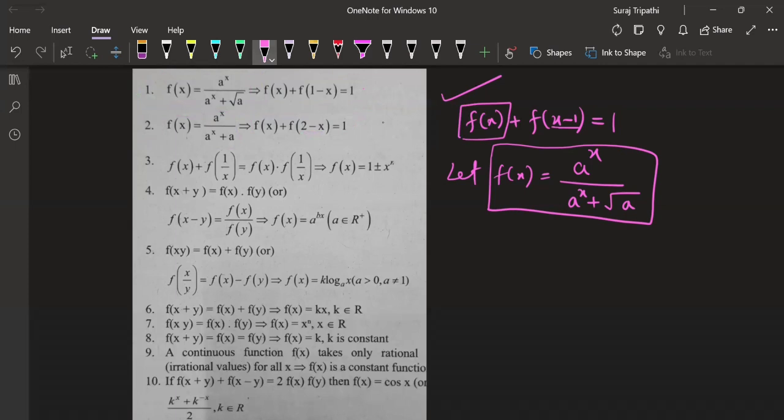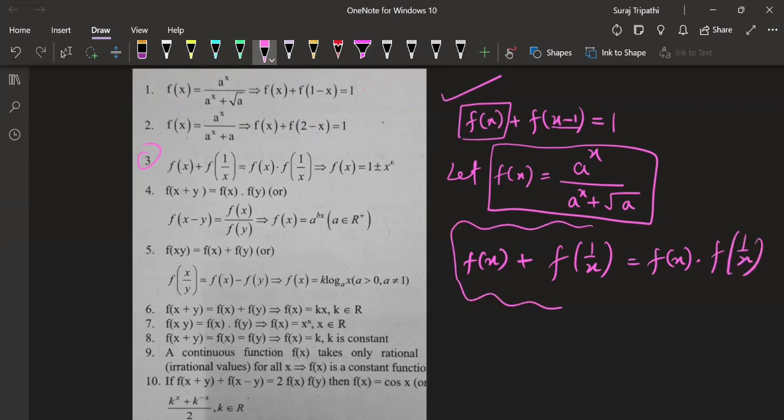So again, for the third one, if any expression is given like f of x plus f of 1 upon x, these are kind of properties. These are properties also.